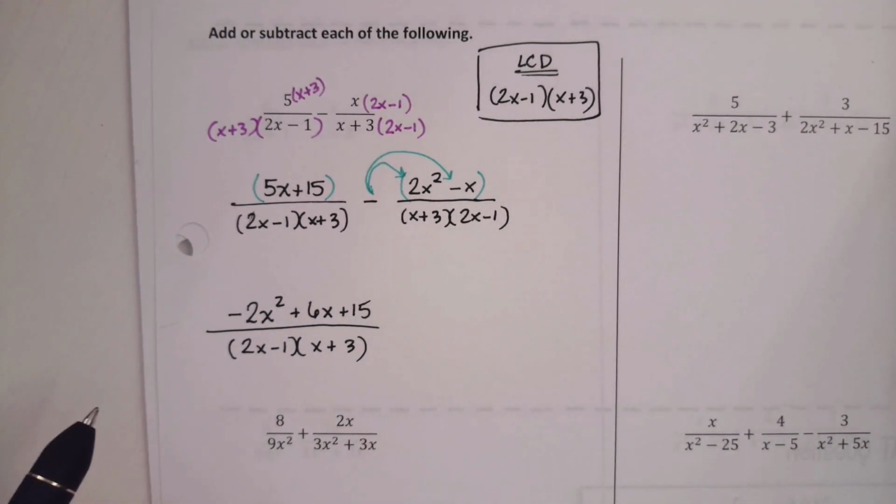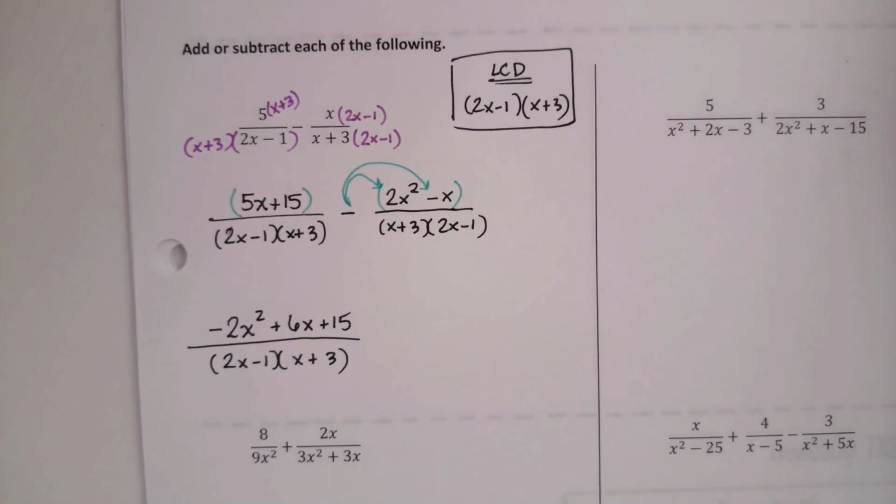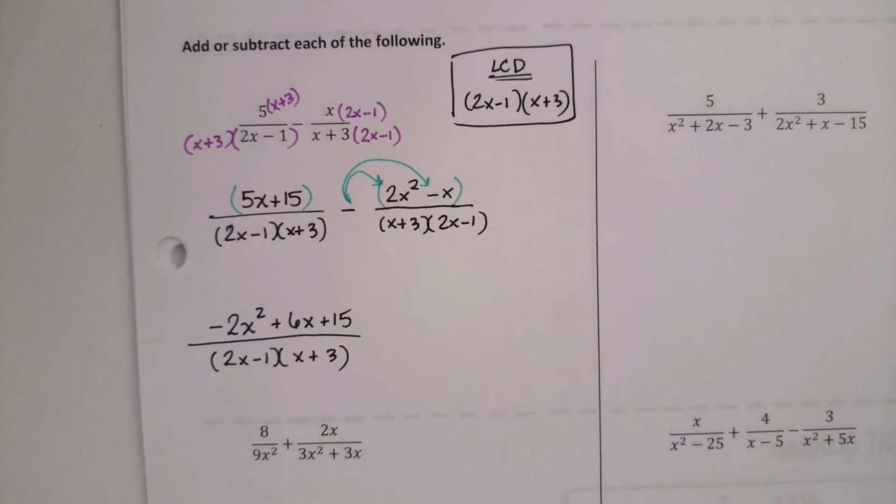That wasn't too bad, was it? Did your LCD information make more sense? You just need any factor that appears, it needs to be in your LCD. If it appears twice, like one on each, you don't have to write it twice.